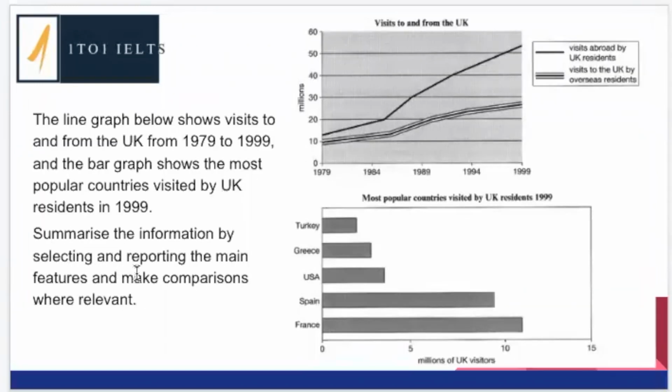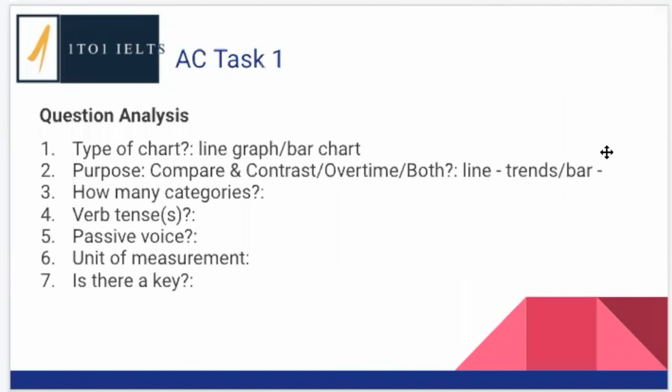Now we've got to decide, as always, one of the very, very important things, are we comparing, contrasting? Are we looking at trends over time, or are we doing both? So let's try and do this one graph at a time. So the first graph, what is the first graph interested in? We care about trends over time. Okay, so there's no compare and contrast here. We're really focusing a lot more on trends over time. Now our bar chart, it's comparing and contrasting. There's nothing over time here. So this is purely compare and contrast.